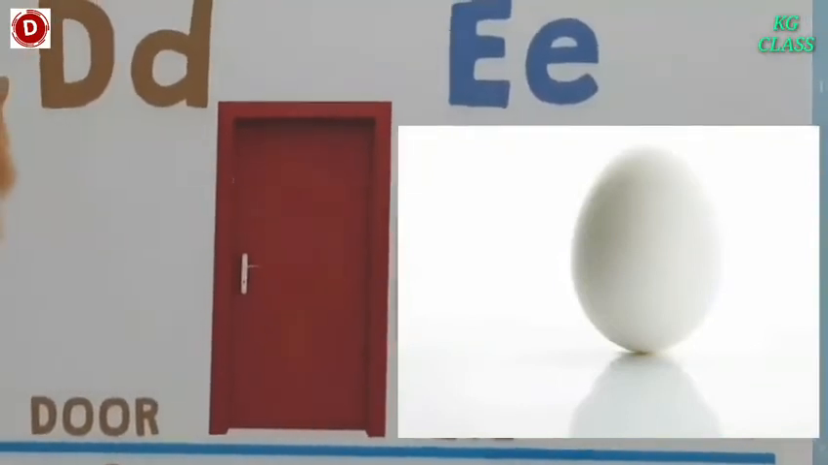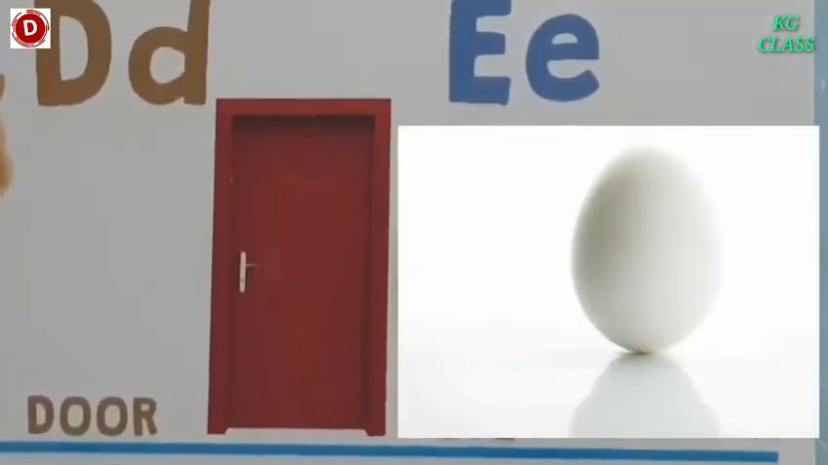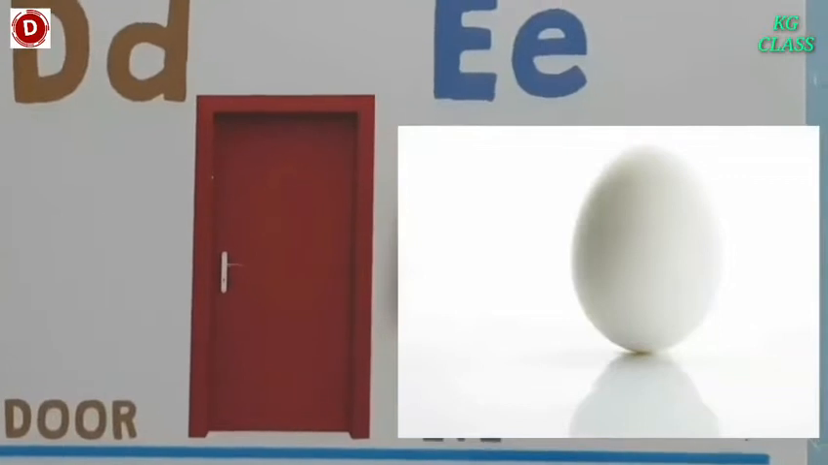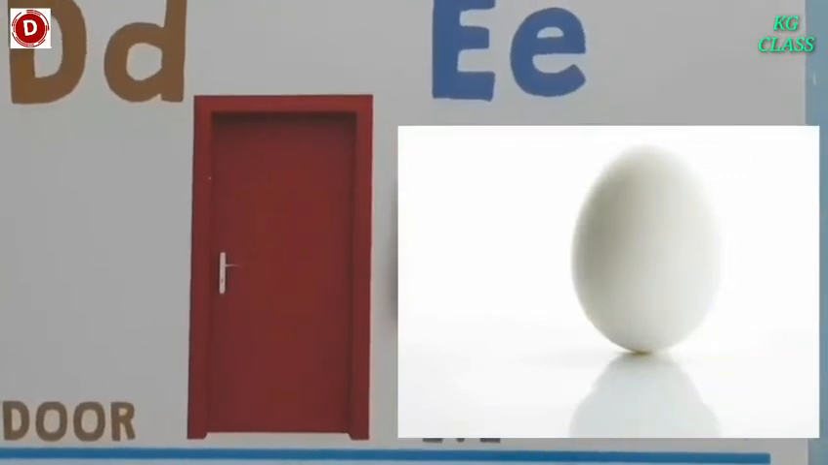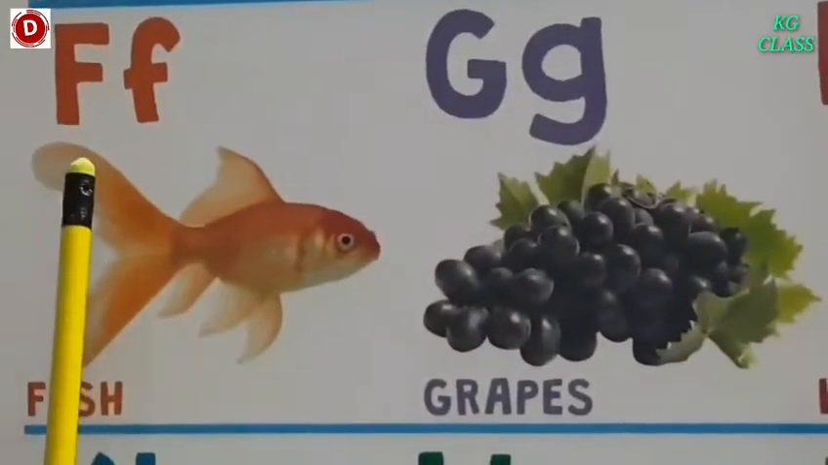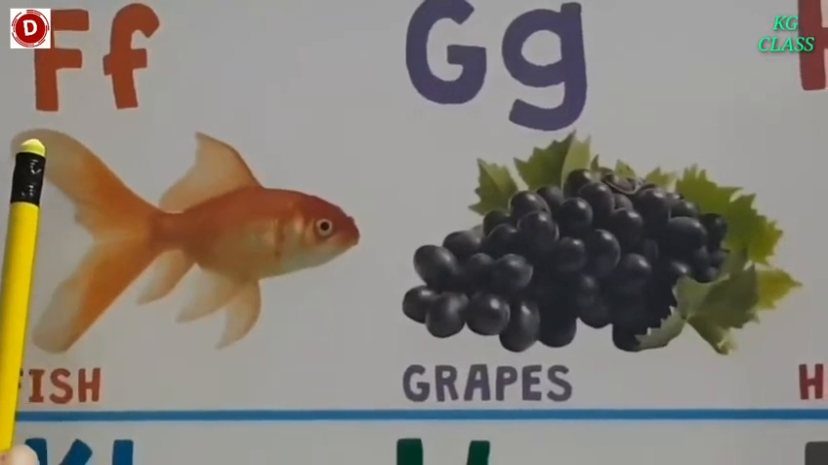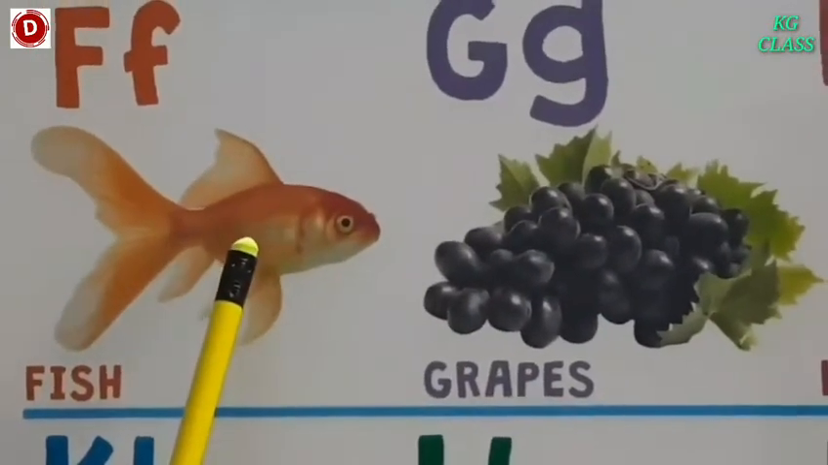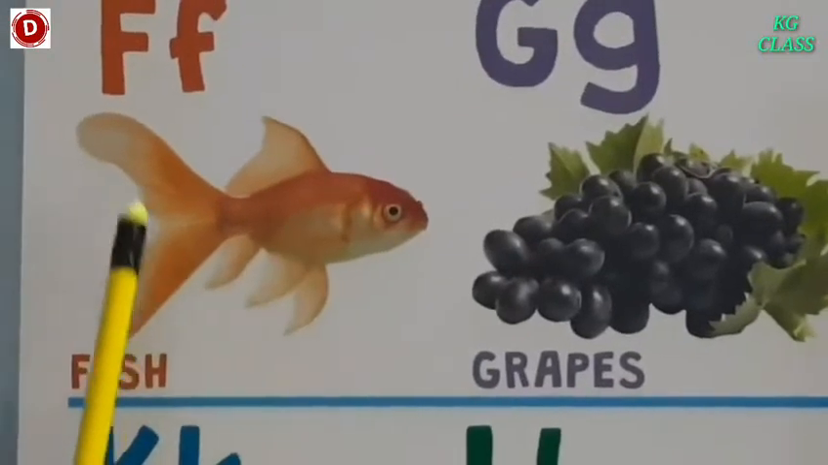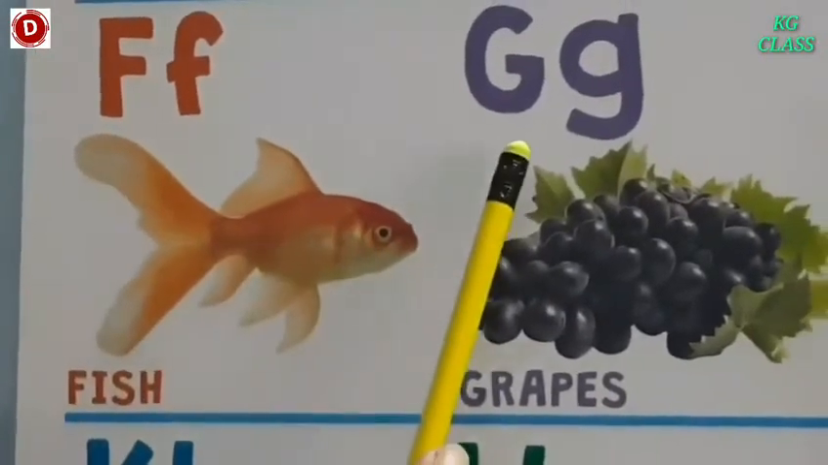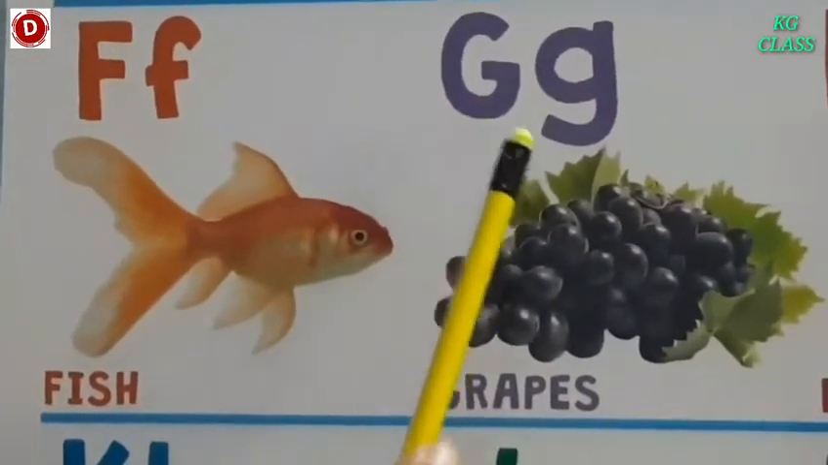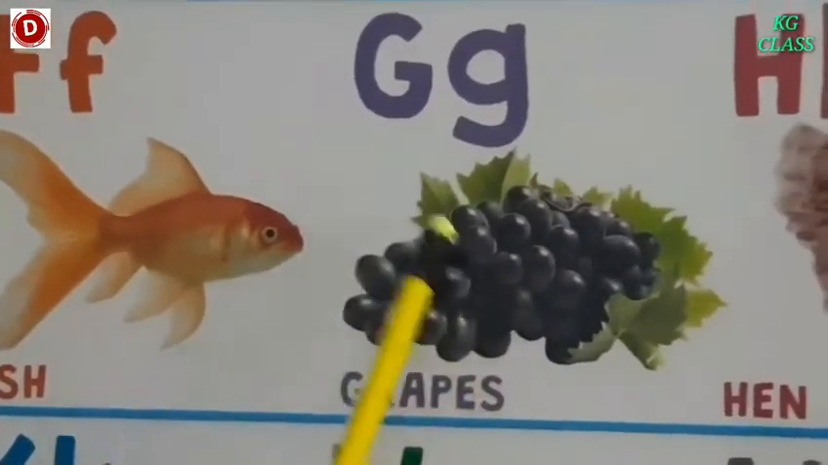Children, next letter is E. E says E. And the sound of E is E. E for egg. Children, now comes F. F says F. F for fish. This is G. The sound of G is G, grapes.